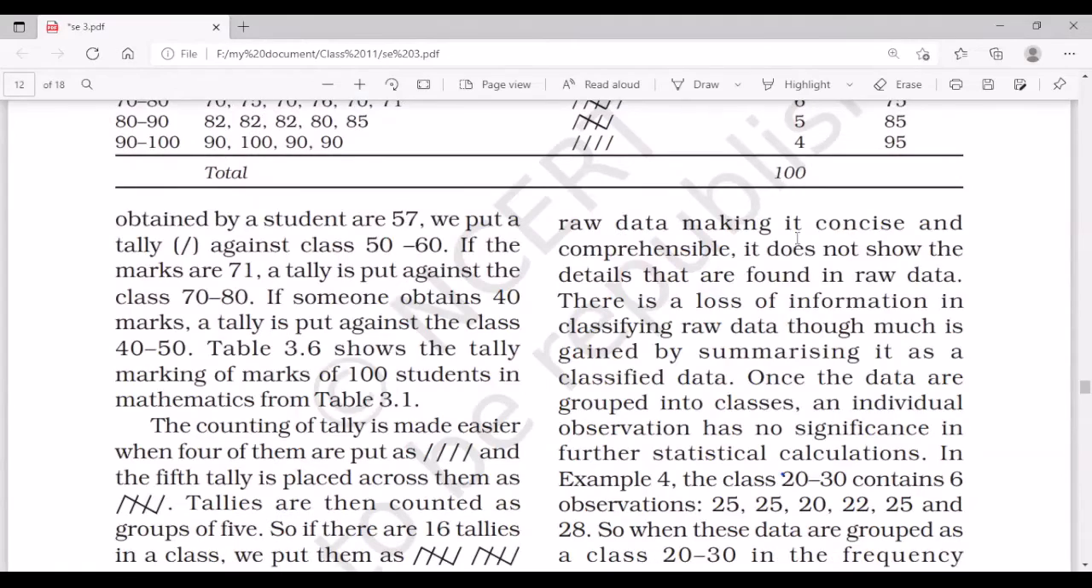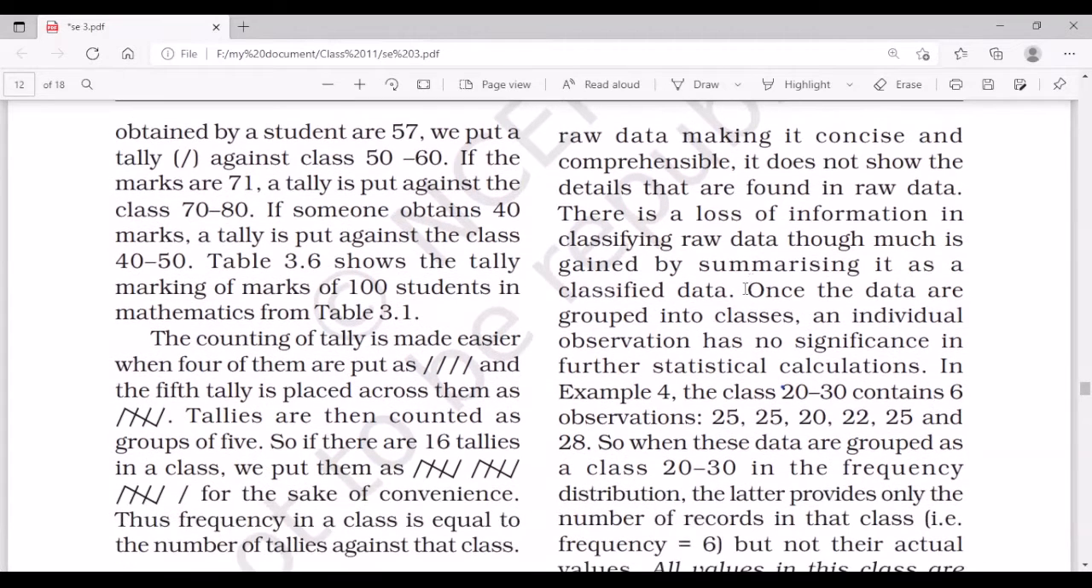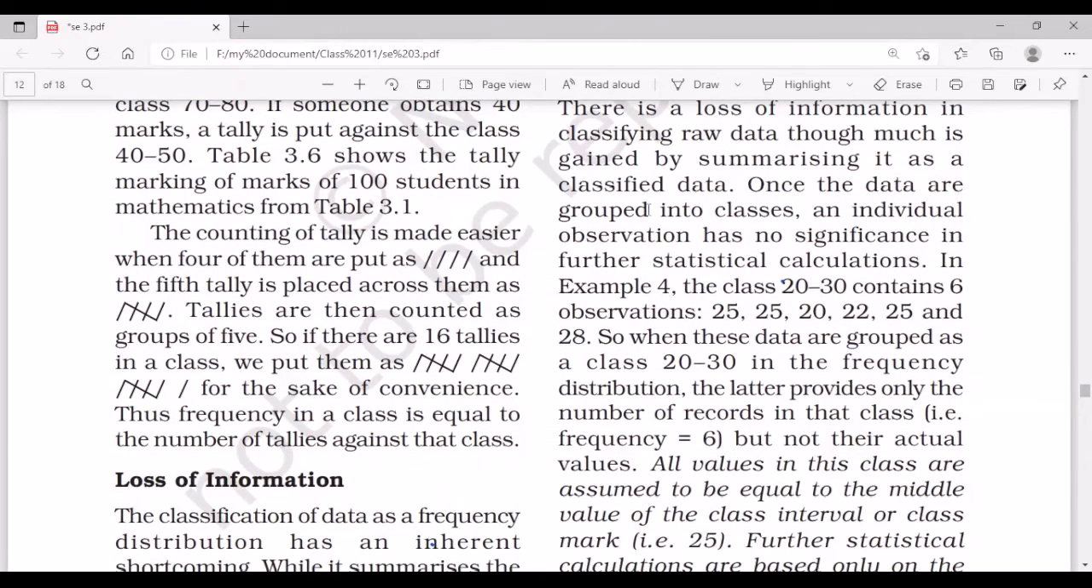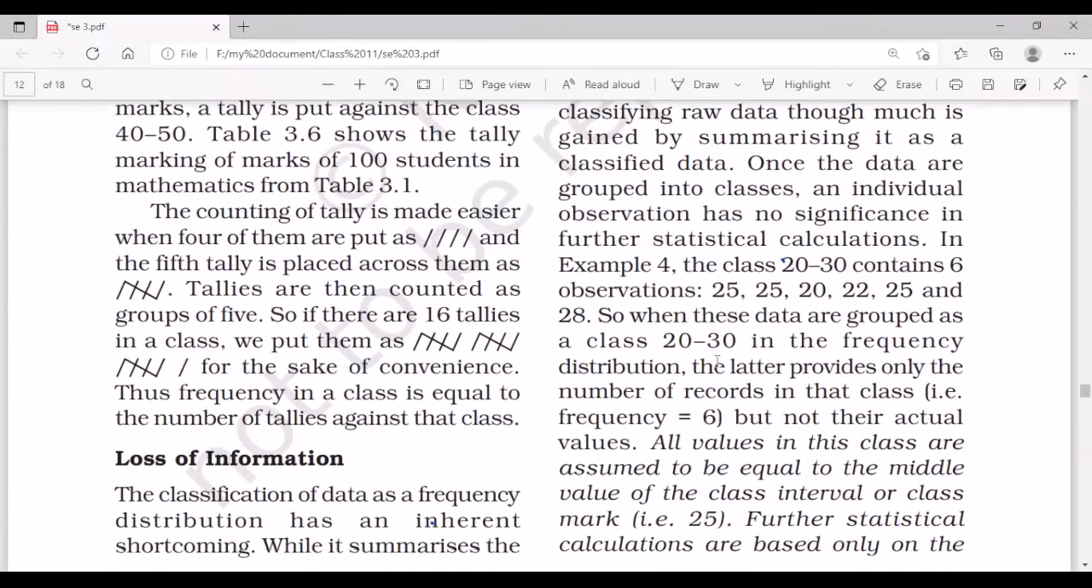Raw data, making it concise and comprehensible. It does not show the details that are found in raw data. There is a loss of information in classifying raw data, though much is gained by summarizing it as classified data. Okay, once the data are grouped into classes, an individual observation has no significance any further.